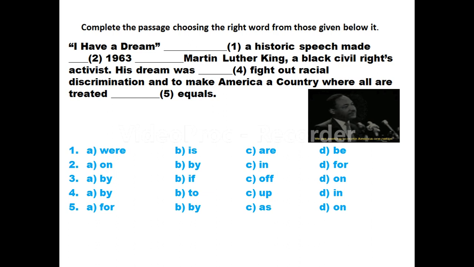Another passage. This is from your previous Tribhuvan University examination question paper. I'll read it aloud. "I Have a Dream" dash a historic speech made dash 1963 dash Martin Luther King, a black civil rights activist. His dream was dash fight out racial discrimination and to make America a country where all are treated dash equals. So, options for blank 1.